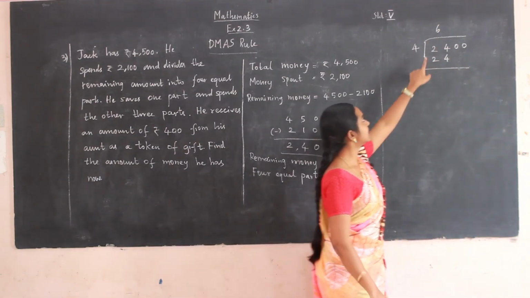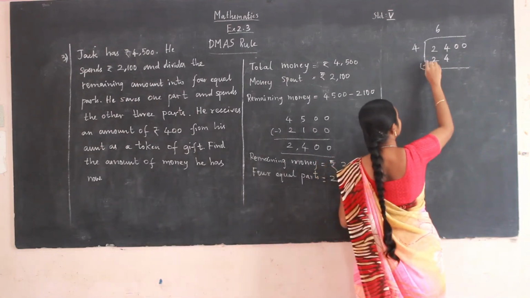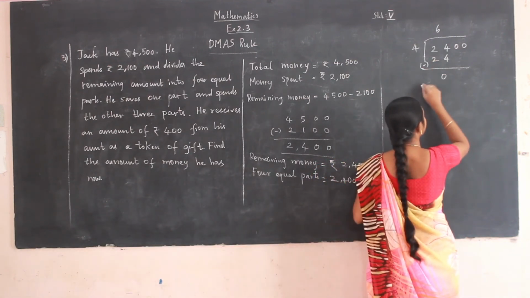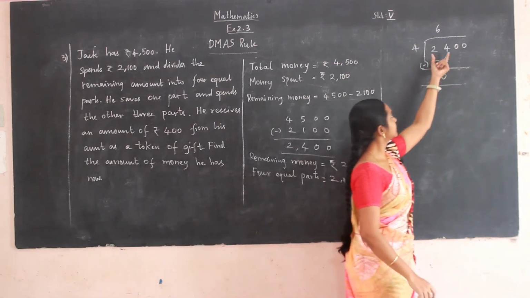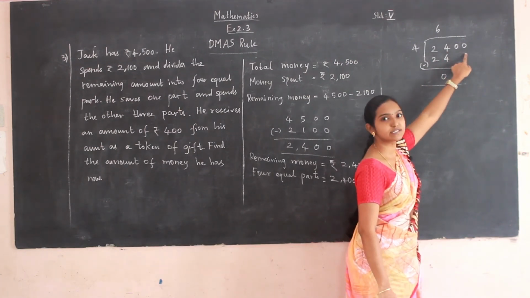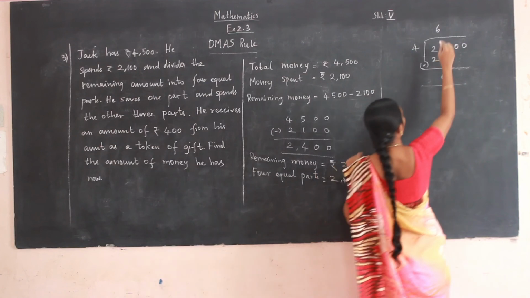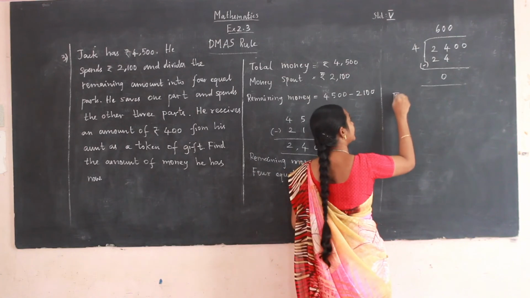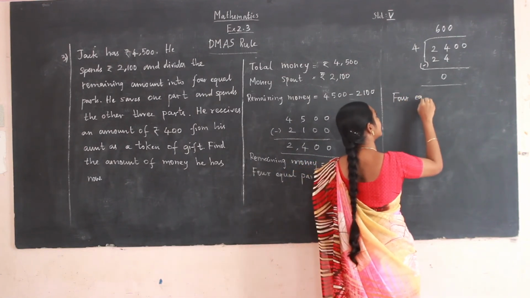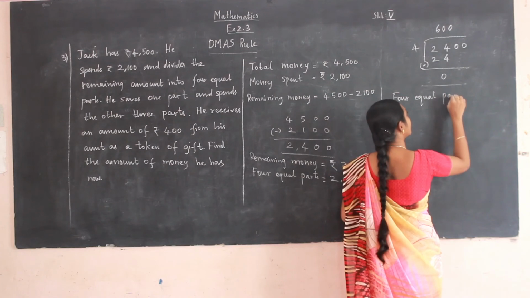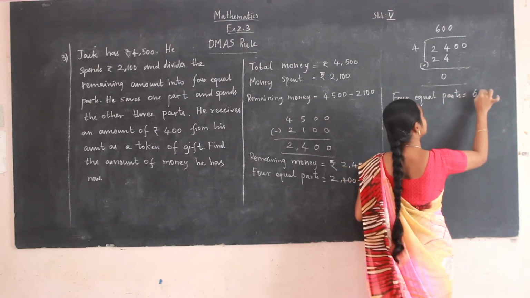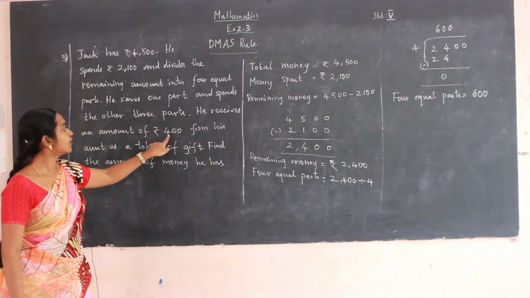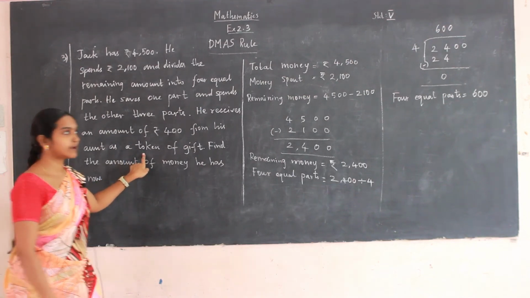Now we have to subtract these two numbers. 4 minus 4 is 0. Again 2 minus 2 is also 0. We have divided only 24 but we have 2 zeros remaining. So write 2 zeros in the quotient. So the answer is 600. Four equal parts equal to 600. He gets rupees 400 as a token of gift from his aunt.